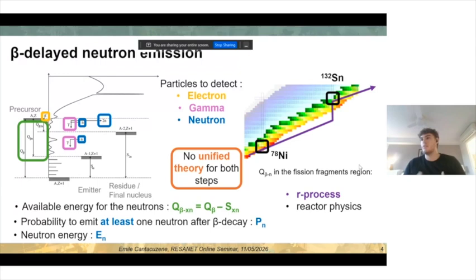And this led to the consequence that there's no theory that is able to predict good quantities linked to this process. There's no theory that can predict Pn values very well, or neutron energies. And probably the reason for this is that there's no unification between each step of the theories.